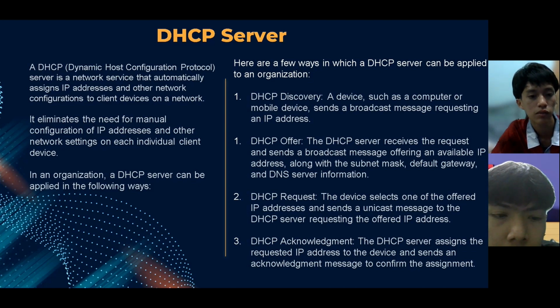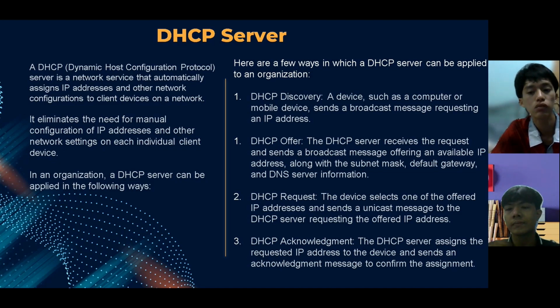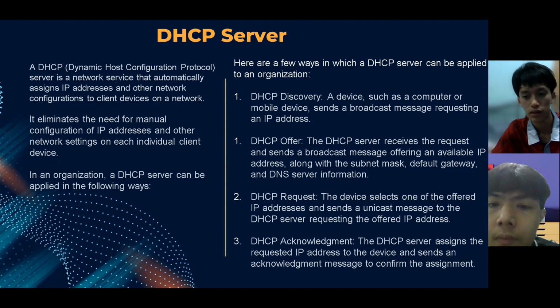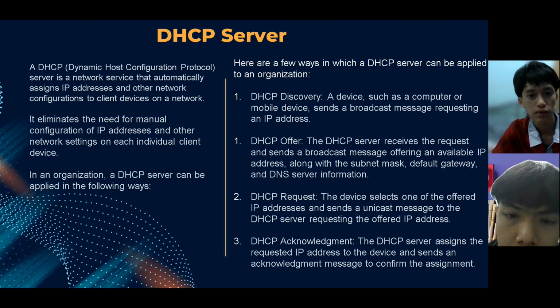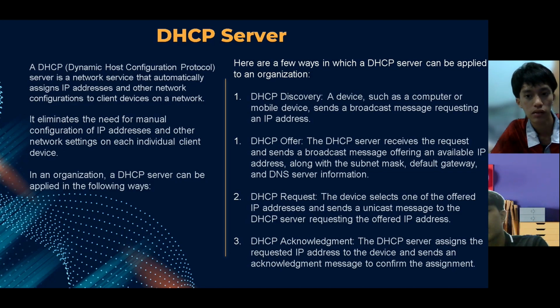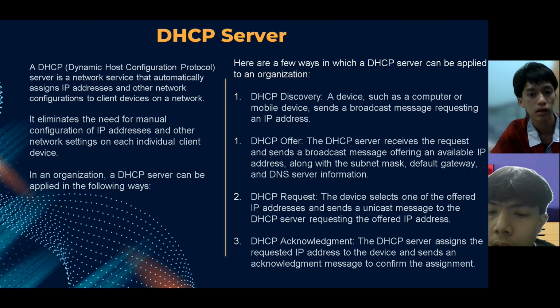In an organization, a DHCP server can be applied in the following ways. Here are the few ways in which DHCP server can be applied to an organization. First, DHCP discovery. A device such as a computer or mobile device sends a broadcast message requesting an IP address. Second, DHCP offer. The DHCP server receives the request and sends a broadcast message offering an available IP address, along with the subnet mask, default gateway, and DNS server information.